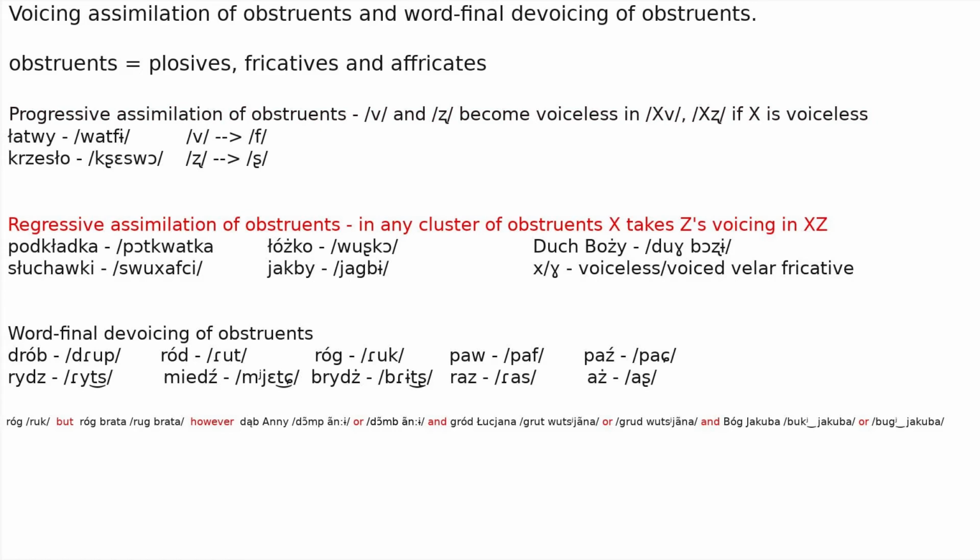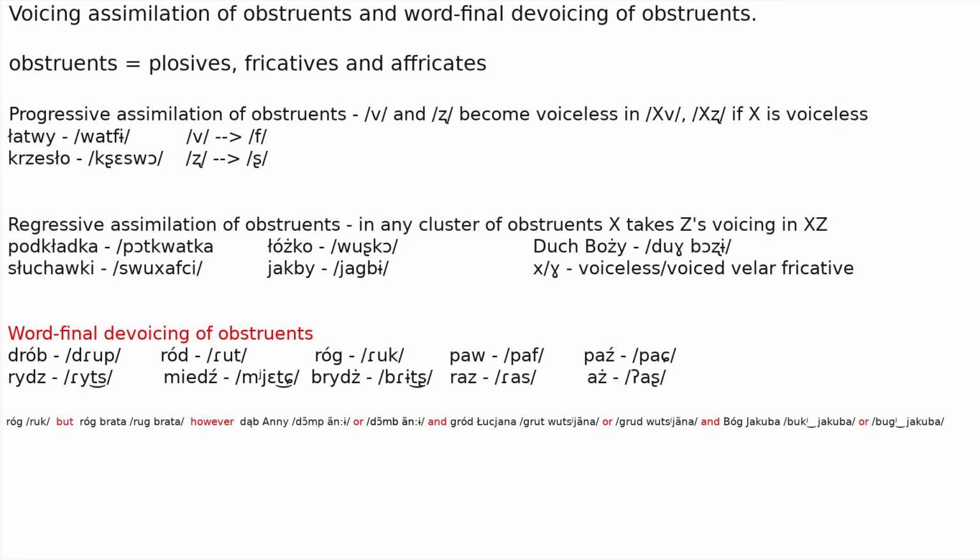Whenever you have a cluster of obstruents, which we'll call xz, it is always x which takes these voicing. So in podkładka, d changes to k because k is voiceless. And other words are słuchawki, łóżko, jakby, duch Boży. And as you see, it might happen, and it will happen cross-word.